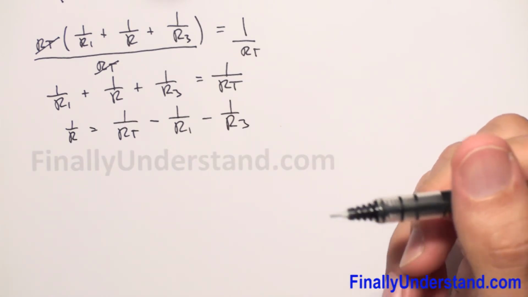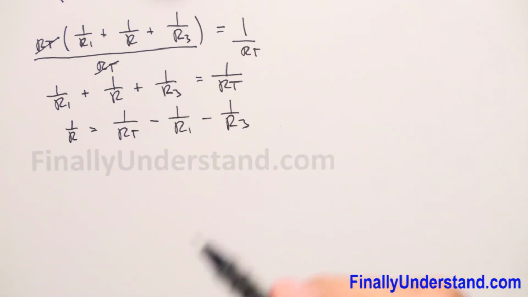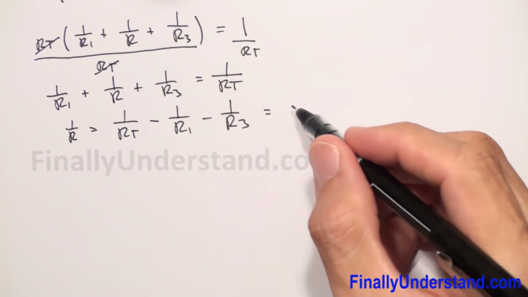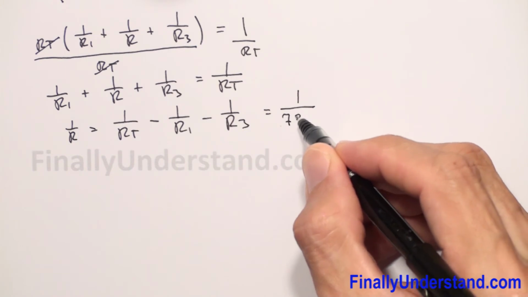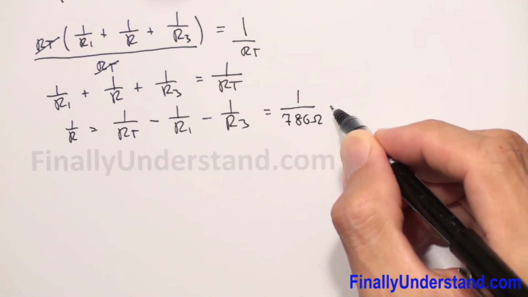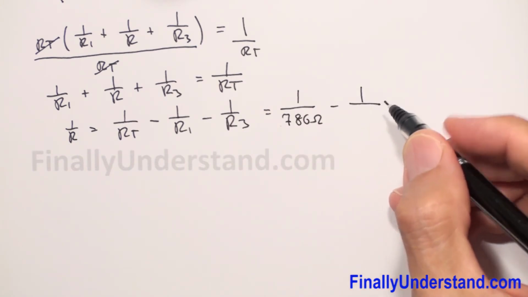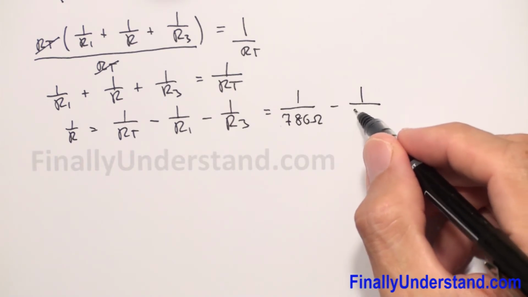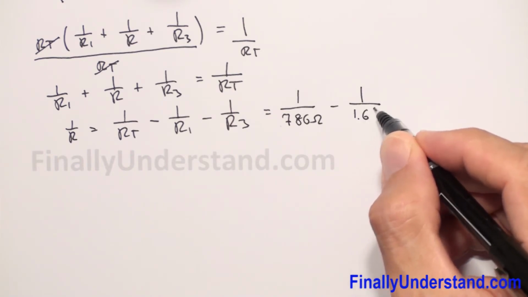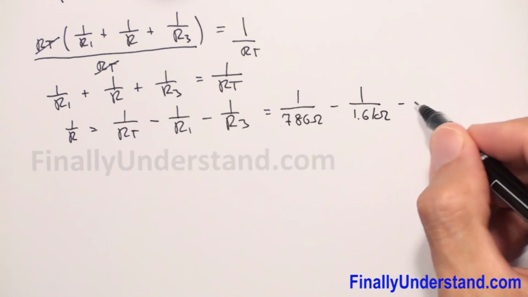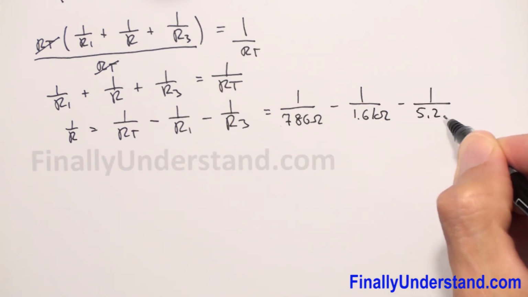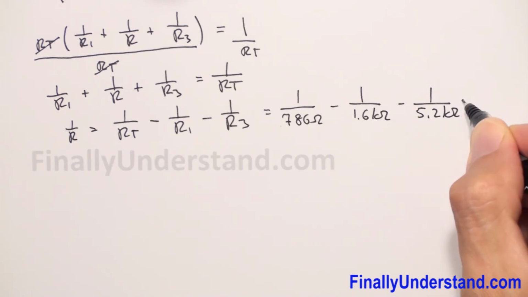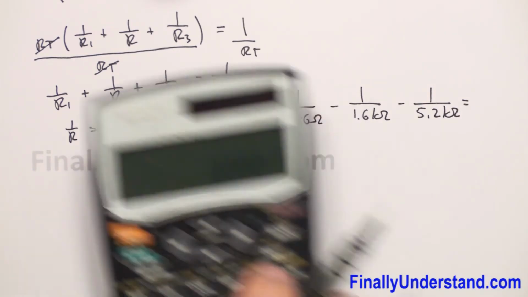Okay, and what we would do over here, we can plug in the numbers. So this is going to be equal 1 over RT, which is equal 786 ohms, minus 1 over R1, which is equal 1.6 kilo ohms, minus 1 over R3, which is equal 5.2 kilo ohms.